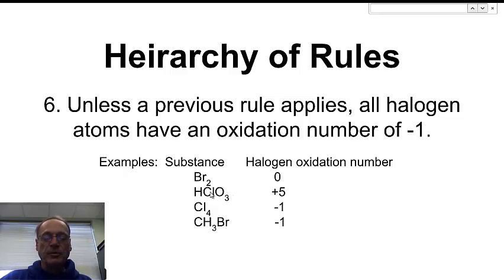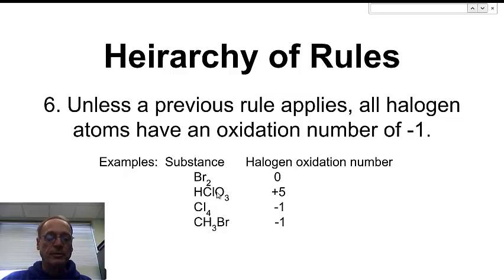What's the oxidation number of the chlorine here? Well, it turns out to be a +5. Again, that breaks the rule that says it's always a -1, but that's because the hydrogen has to be a +1, as the previous rule said. The oxygens each have to be a -2, as previous rules said, and therefore the chlorine must be a +5 to make the overall come out to be 0.